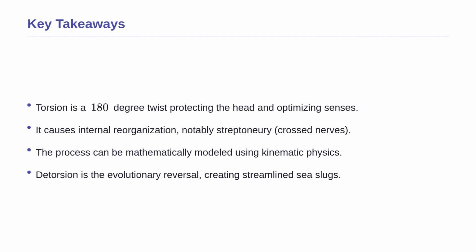We have covered a fascinating journey of biological adaptation today. Remember that torsion is a dramatic 180-degree twist that protects the snail's head and optimizes its senses. We also learned that this biological event can be precisely modeled using kinematic physics, breaking it down into rapid and slow phases. Finally, we saw how detorsion acts as an evolutionary reversal, allowing sea slugs to untwist and become streamlined swimmers. You now have a complete understanding of this incredible biological phenomenon.